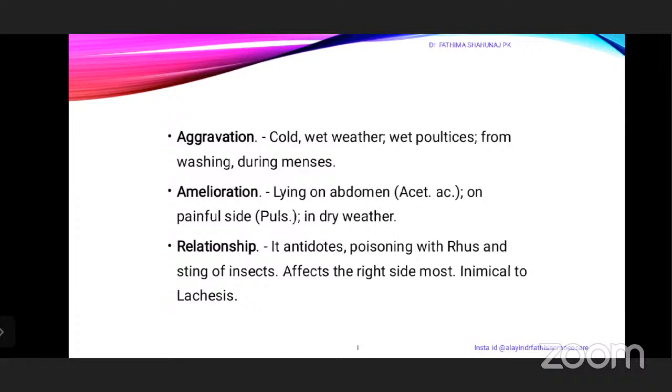And looking into the aggravation and amelioration: cold wet weather is aggravating for this one, and also during menses and washing. Amelioration is lying on the abdomen. Then lying on the painful side is also an amelioration, and dry weather is also an amelioration.